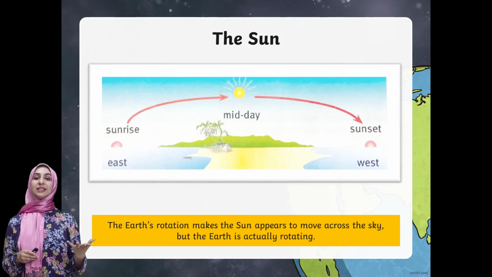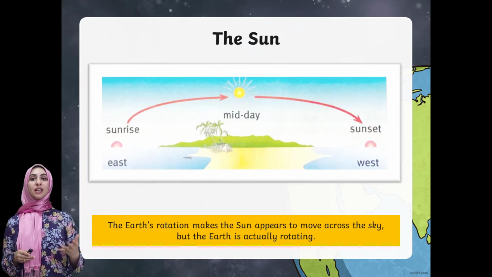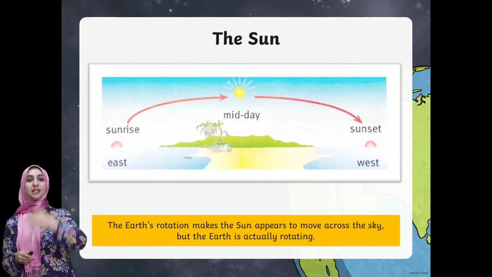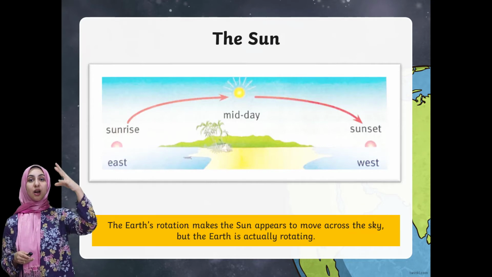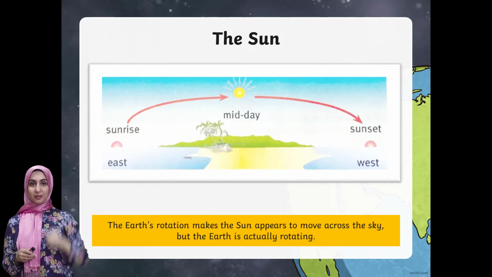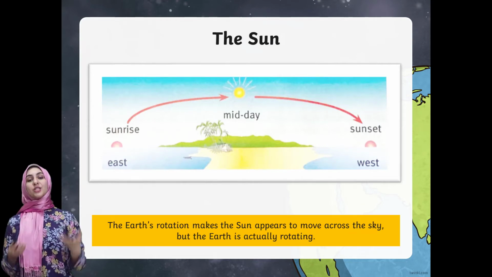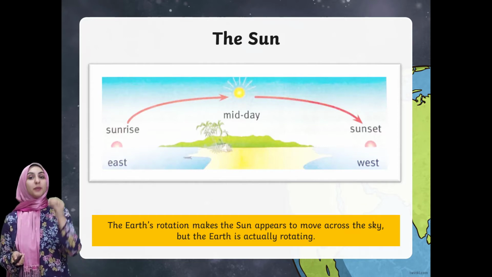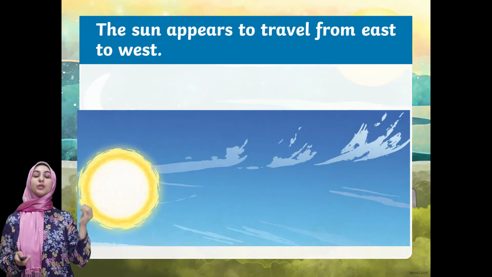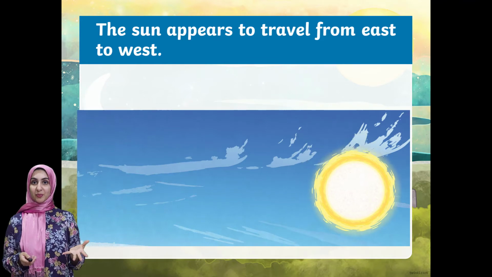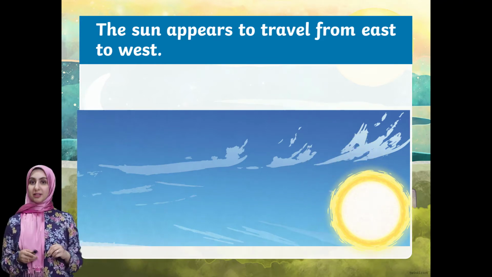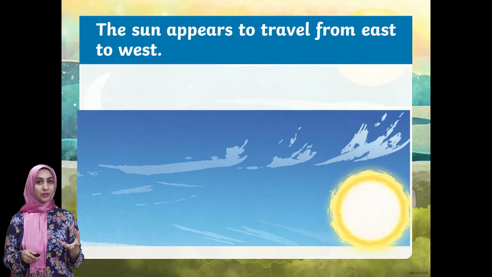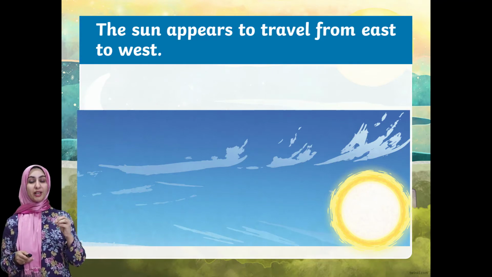Okay, as you can see here in this diagram, the sun rises in the east and sets in the west, and it is at its highest in the sky at midday. So this means the sun appears to travel from east to west, right? And this is what we can see. But is it true that the sun is moving across the sky?